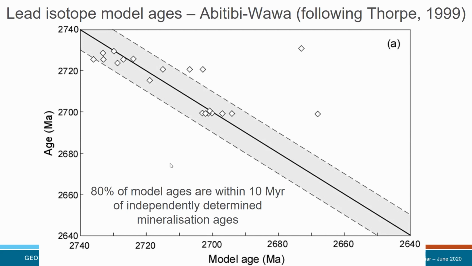In fact, about 80% of the model ages are within 10 million years of independently determined mineralization ages. So it actually works. But there are, as we say, only 80%. There are a few analyses which are disturbed, which means something else has happened subsequent to the deposition of the deposit. So we can actually use lead isotope model age. And the important thing is if you have a very well-constrained local model, and that's what this is, you can actually produce very, very high quality ages, but you do still have to take it with a grain of salt.